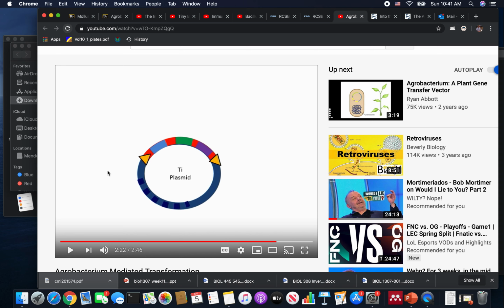The one thing you can change is this: Vir D is going to cut out anything that's between the right border and the left border, so between these two triangles right here. All you have to do is swap out the 3 genes in the middle and you can put whatever you want in there. And then the rest of this is just mechanical. It will chop out whatever you put in that DNA, transfer it to the plant, chop the plant's DNA, and actually glue in your DNA into the plant.